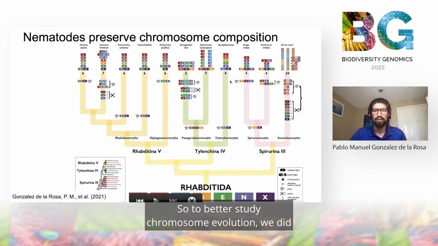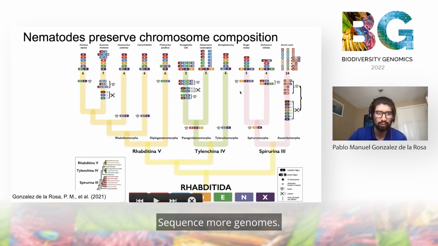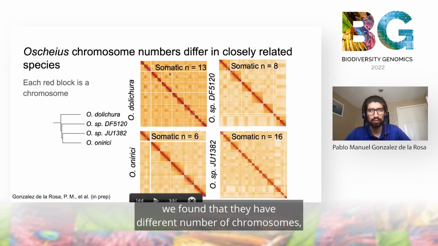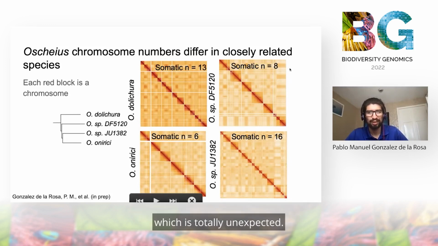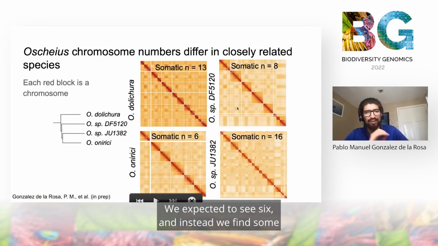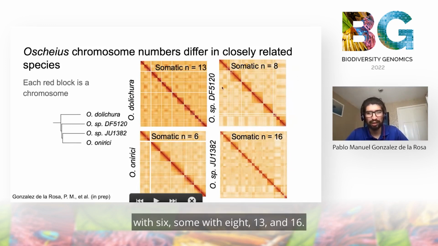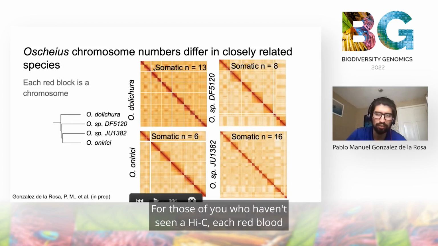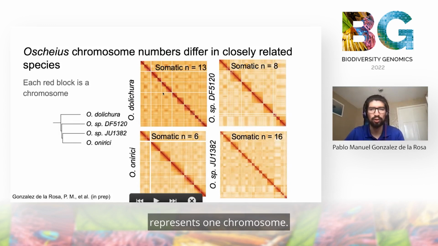So to better study chromosome evolution, we did what we would do: sequence more genomes. We sequenced more Oscheius genomes, and to our surprise, we found that they have different numbers of chromosomes, which is totally unexpected. We expected to see 6, and instead we found some with 6, some with 8, 13, and 16. For those of you who haven't seen a Hi-C, each red block represents 1 chromosome.